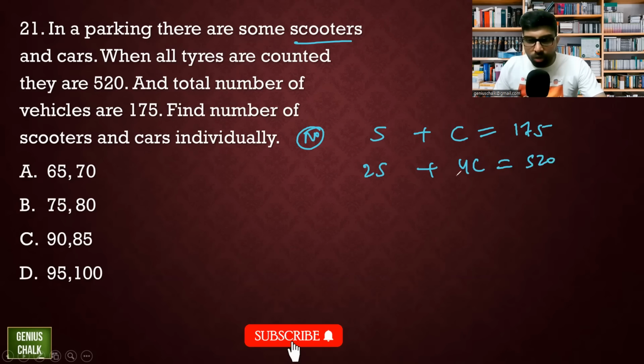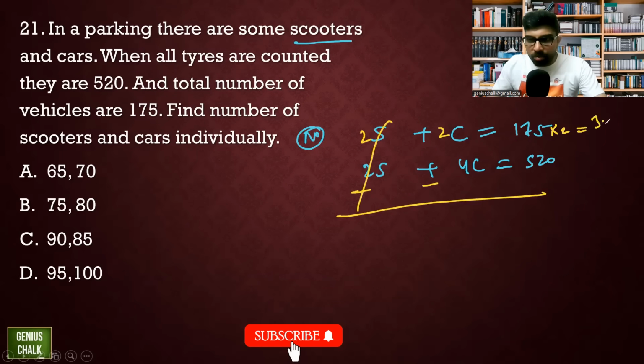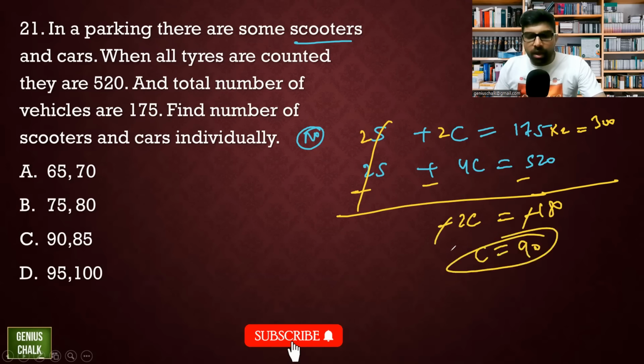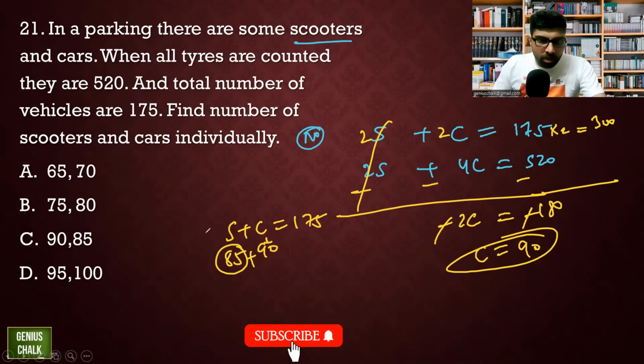So we need to solve these 2 equations, like multiply the overall equation by 2. So this is 2 and this is also 2. So this S gets cancelled. Then this becomes 350 and this is minus. So this is minus 4C plus 2C, minus 2C, and that is minus 180. So here you can see that C is coming out to be 90, right? And if C is 90, S plus C is overall 175. If C is 90, so S has to be 85. So this is how we can solve it, and this is the basic way.